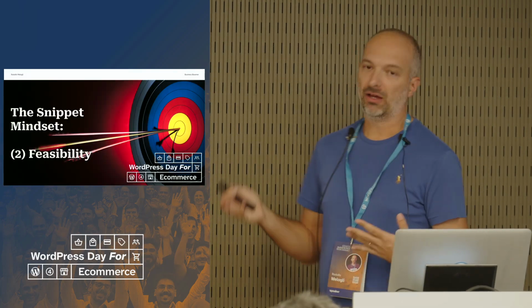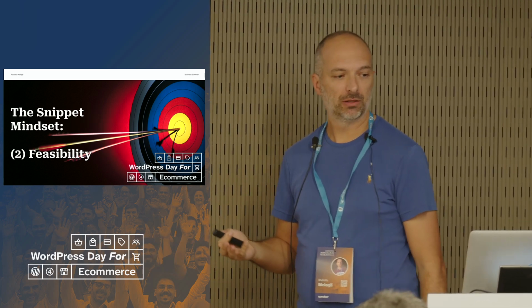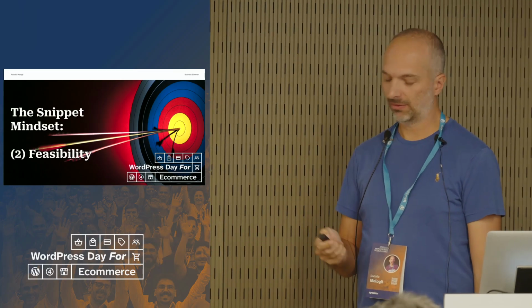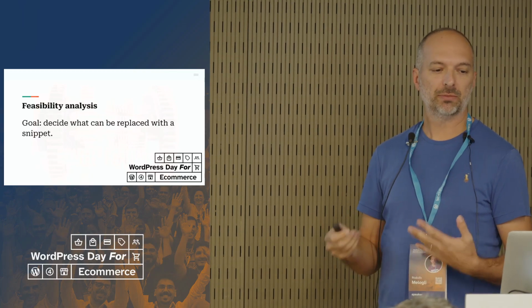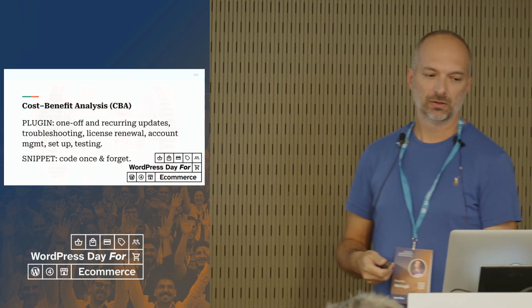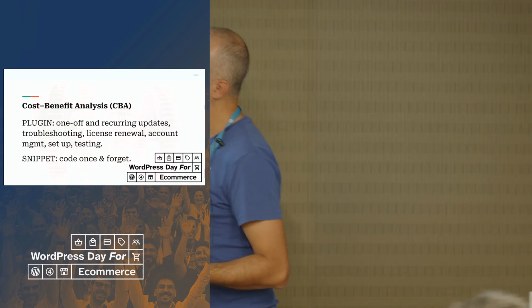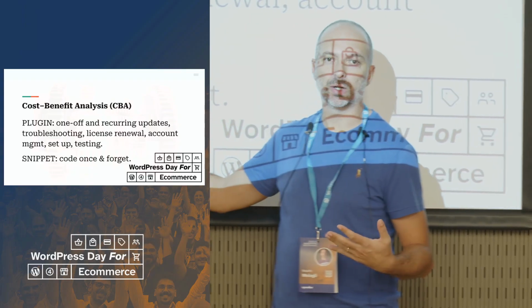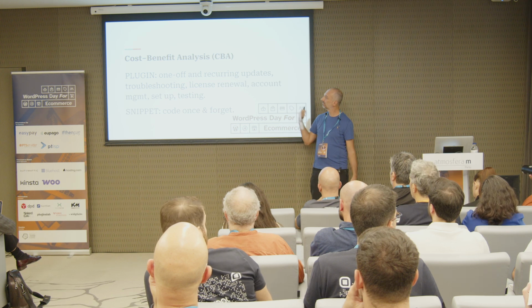So that was the audit, trying to understand what you use, why you use it, and whether it's replaceable. Now we're talking about feasibility. So can I really replace it? And you want to decide what can be replaced. Remember that the benefit here is that if you use a snippet, you code it once, hopefully, if it's well coded, and then forget about it. A plugin means recurring updates, recurring troubleshooting, license renewals, account management, setup, testing, and so on. So you have to balance this and understand which way you want to go.